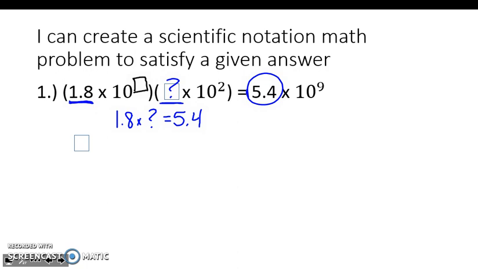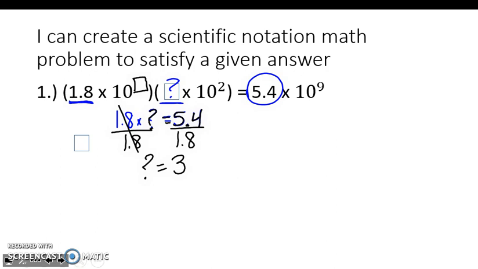Now, that's not any of the multiplication facts that we have memorized. So we should work this backwards. It's just like solving a one-step equation. So we have 1.8 times some number equals 5.4. If I want to solve for what I don't know, we're going to do the opposite. So if I divide away the 1.8, so I take the answer divided by what I do know, it'll give me what I don't know. So if I take 5.4 divided by 1.8, I get 3.